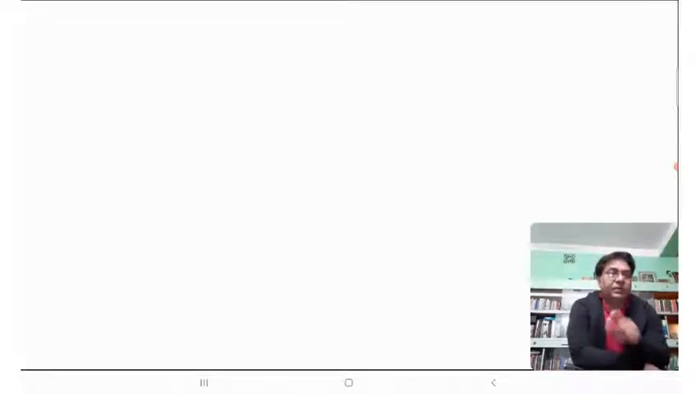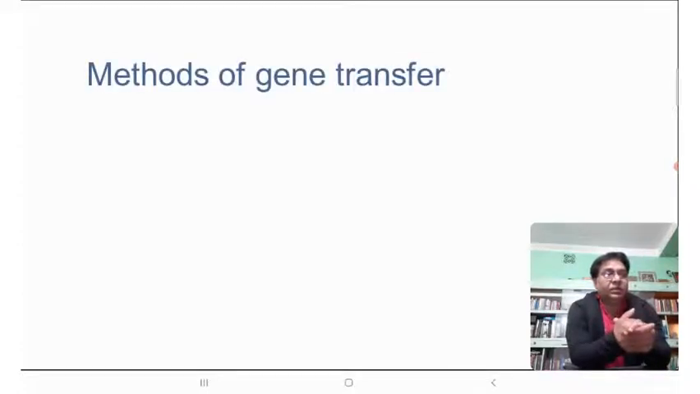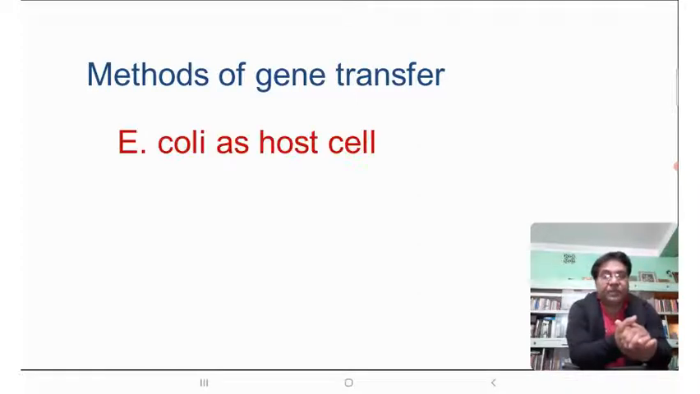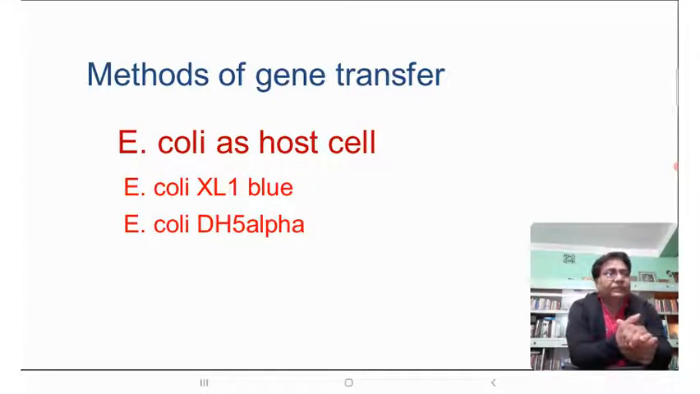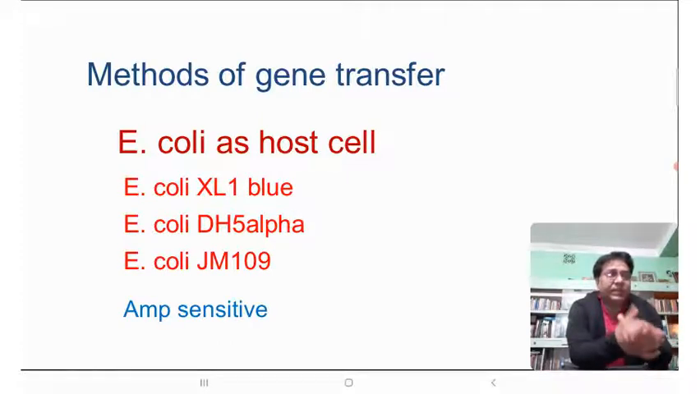Now when your recombinant DNA is ready and your cloning steps are over, you need to transfer this recombinant DNA into a host cell. Normally the host cells are bacteria, the E. coli. Different strains of E. coli are there, like E. coli XL1 Blue, E. coli DH5 alpha, E. coli GM109. Like this, there are several strains, and all these strains are ampicillin sensitive, as after the DNA transfer, they will become ampicillin resistant.